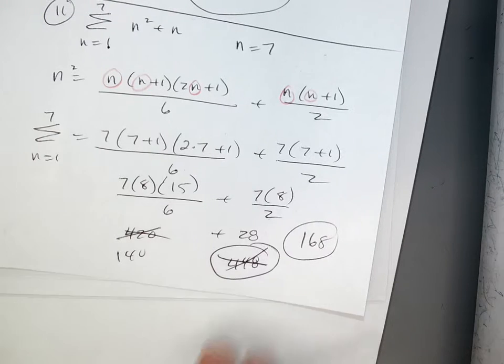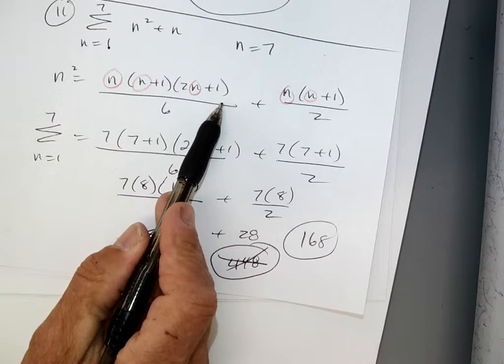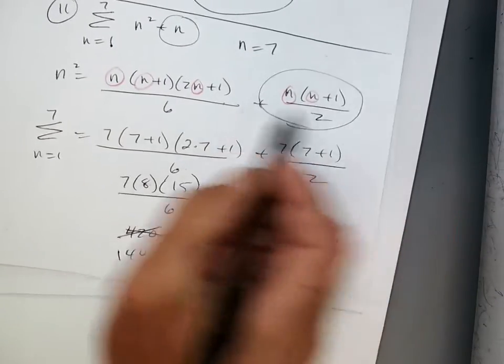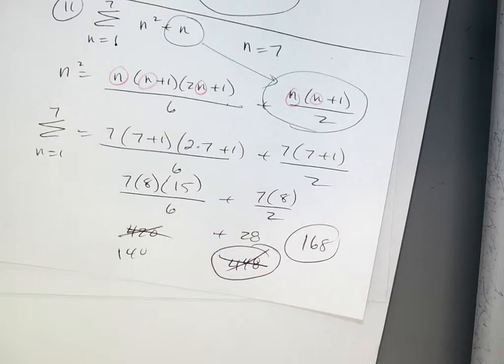All right, ready for 12? Yes. When you did the formula at the very beginning, n squared equals all that, where did the plus n, the second half, come from? Oh, that came from here. That's the formula for just n. Okay.